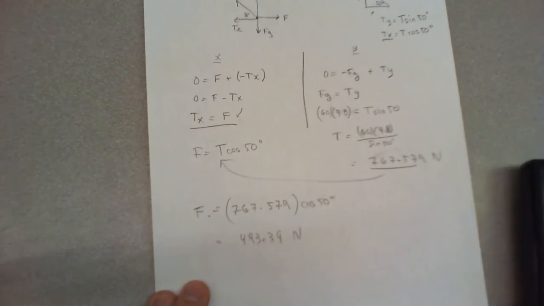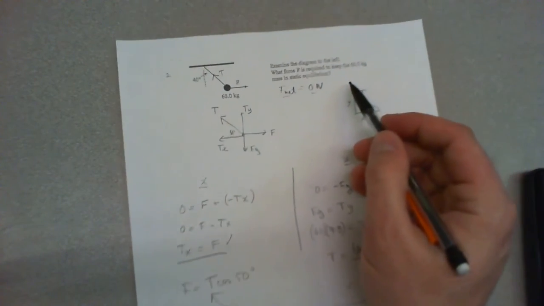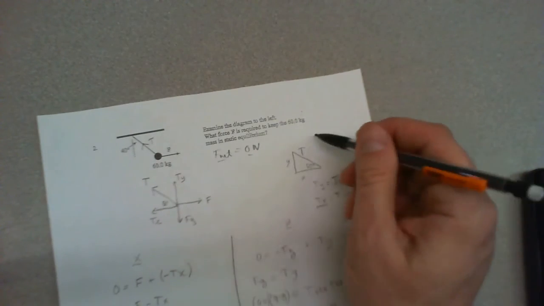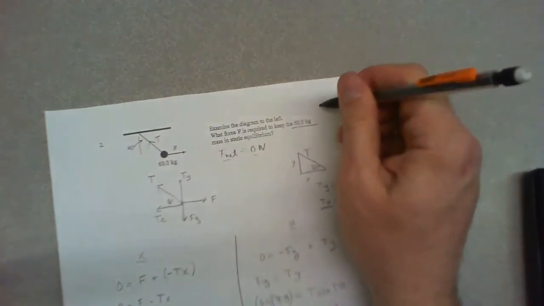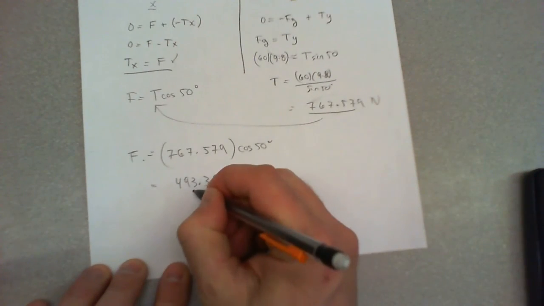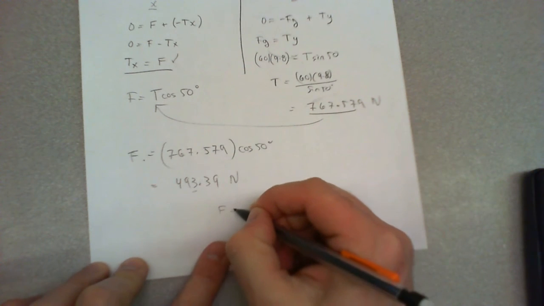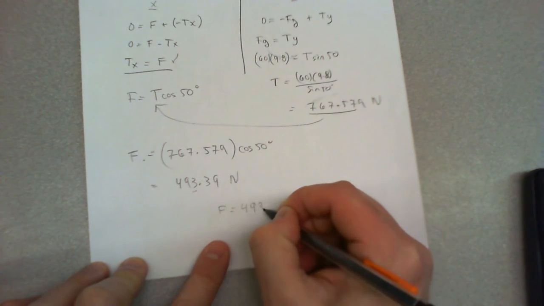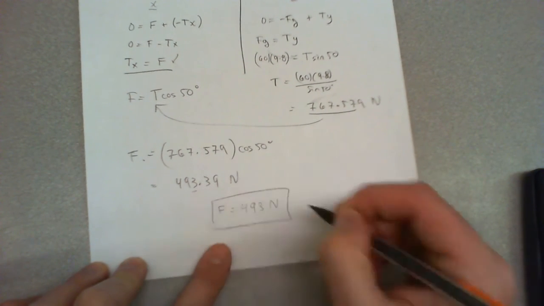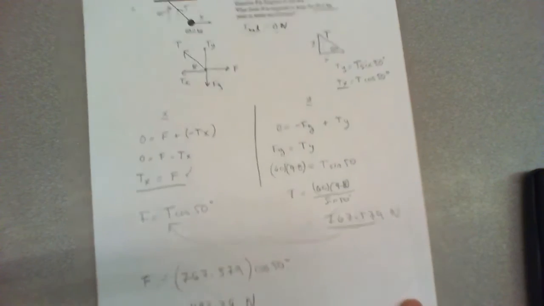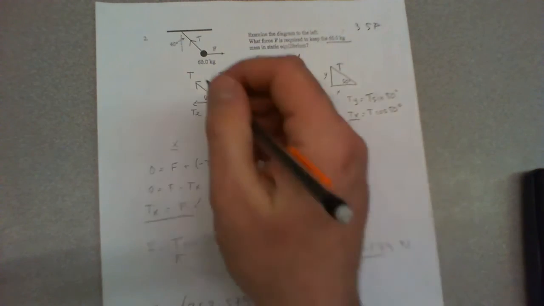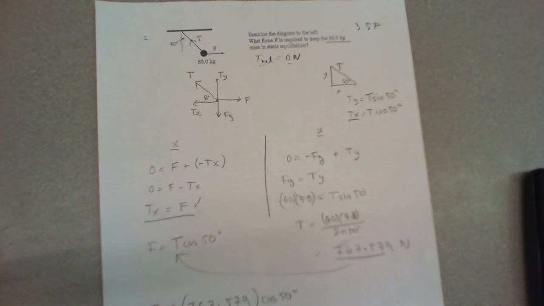So again, we look at sig figs, and it appears that we have the 60.0, which is 3 sig figs. So we need 3 sig figs in our answer. So the F must equal 493 newtons. And that is how we solve static equilibrium problem number 2.